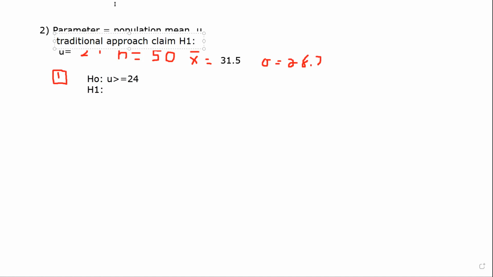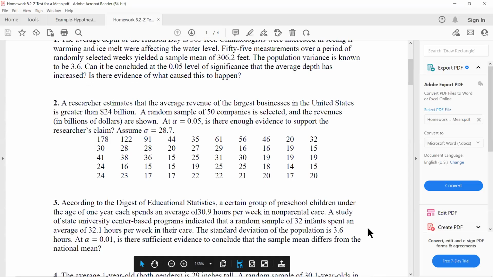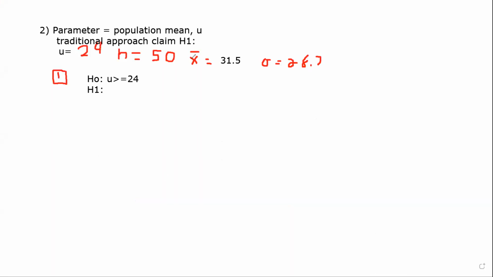Oh, is our claim greater or equal to 24 for H0? I believe, let me check the problem, because I think the problem says less than, doesn't it? A researcher claims that, oh, it's greater. I'm sorry, I made an error there. It's greater than 24. Yeah, that was a good catch, Jason. Thank you. Your claim is greater. So let me just erase this part. My claim is still H1, but it's actually going the other way. So this is going to be mu greater than 24.